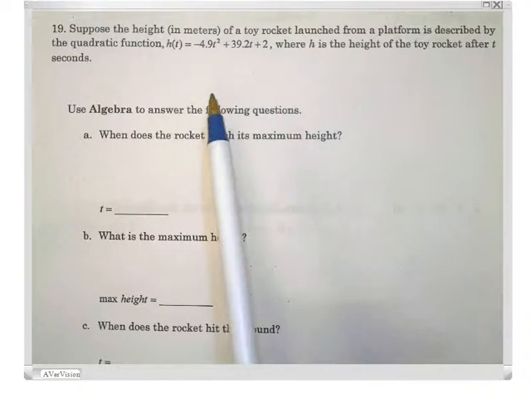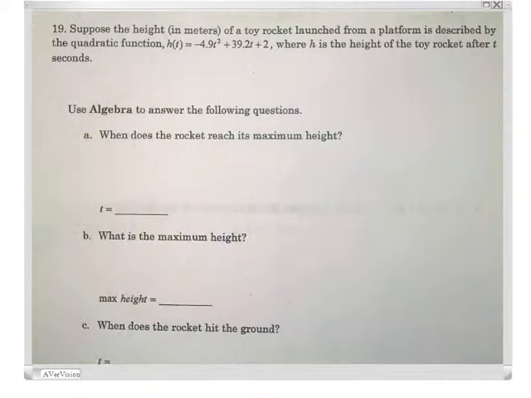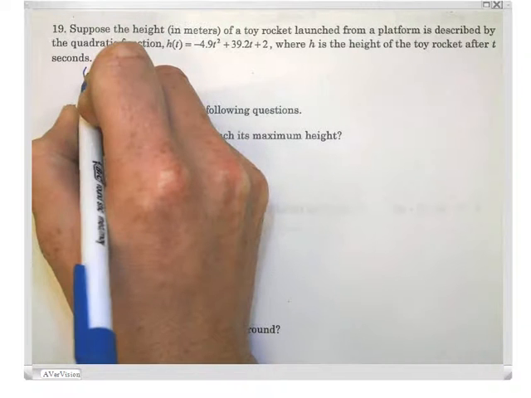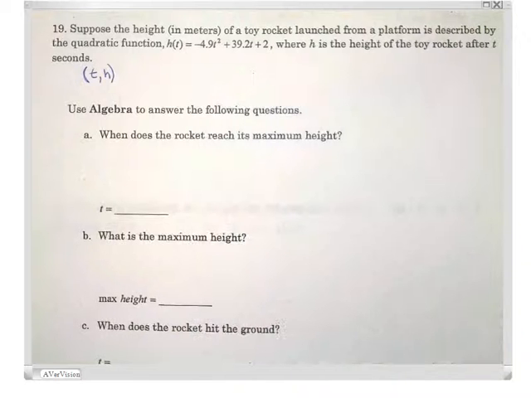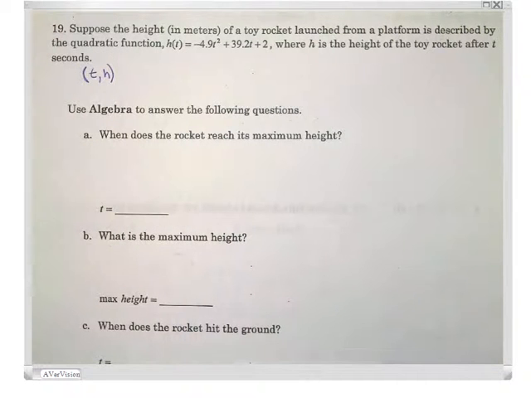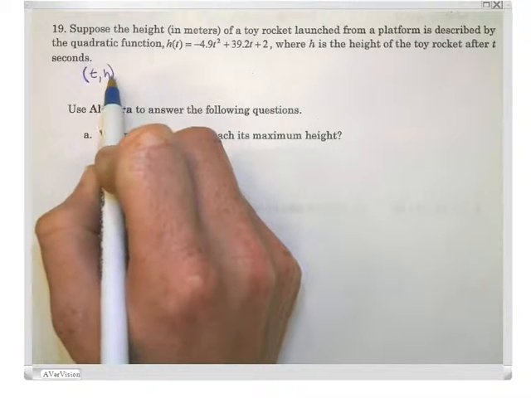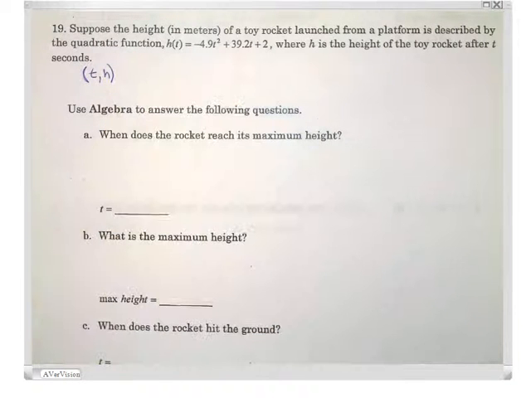So using the equation or function h of t equals negative 4.9 t squared plus 39.2 t plus 2, it says h is your height of the toy rocket after t seconds. So our t in this problem is representing our x variable, which is time, and our h is representing our height, which is our y. So that's going to be important to know. So when we find our vertex, the h is representing our time, and our k is actually representing our height in this problem. So this is actually hk when we're looking for our vertex.